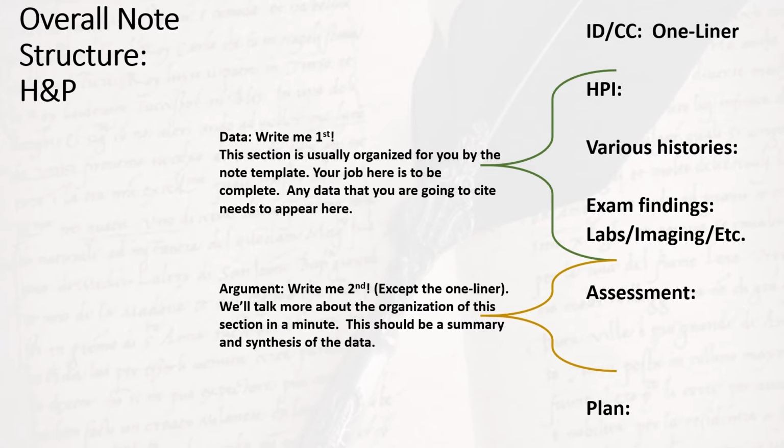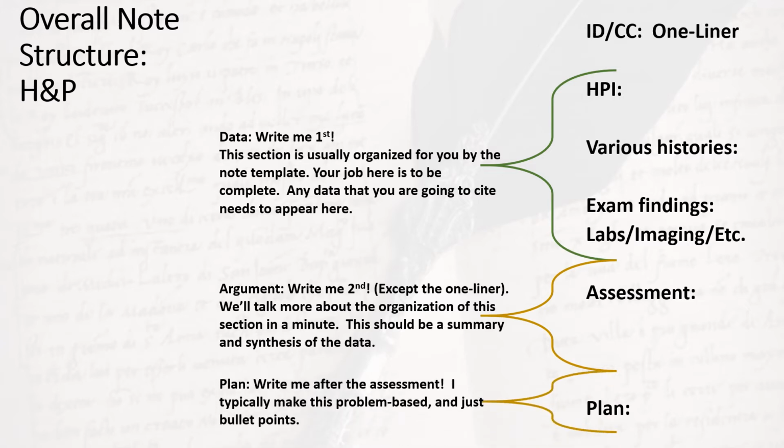And that's except for the one-liner, which we'll come back to. So we'll talk about the organization of the assessment, but essentially your assessment is a summary and a synthesis of the data. You are making an argument about what you believe is going on with the patient and what you believe would be the next steps in their treatment. And that's an argument. That's why I think of it as the argument section of the note. So the first thing you're going to do is write the data section. The second thing you're going to do is write the argument, in which you're going to cite the data that supports your argument.